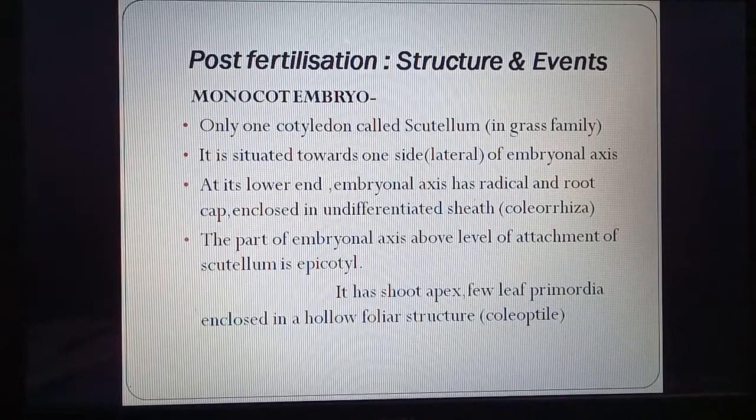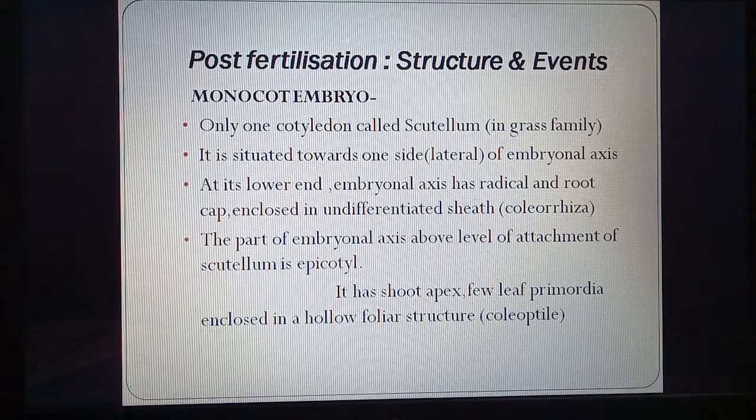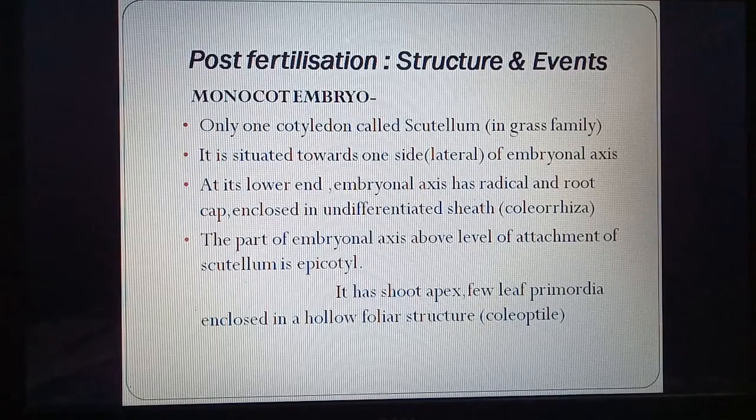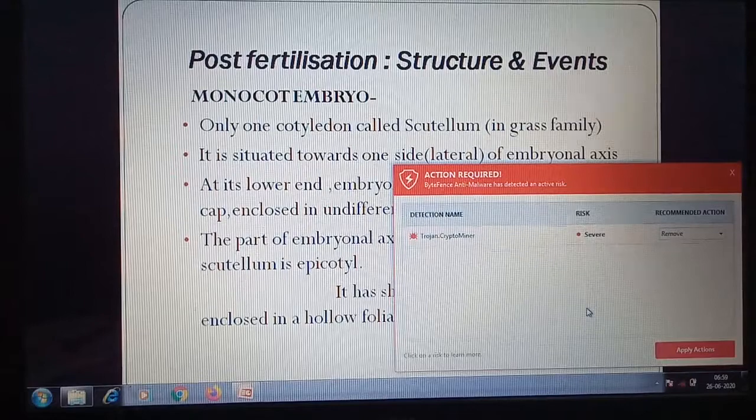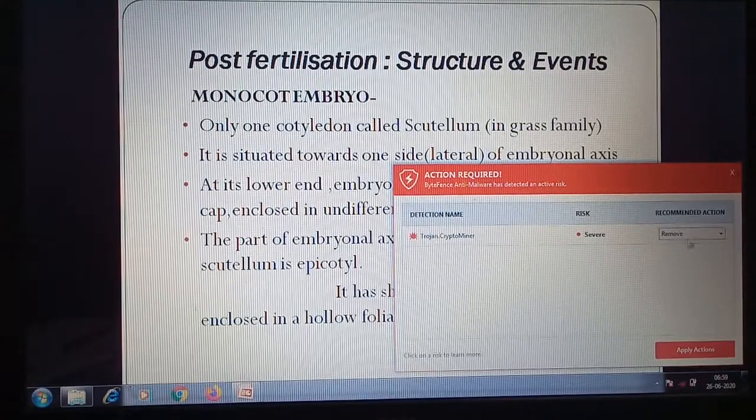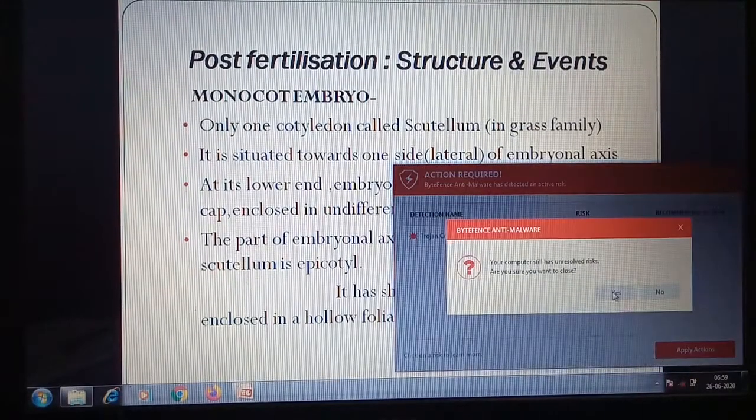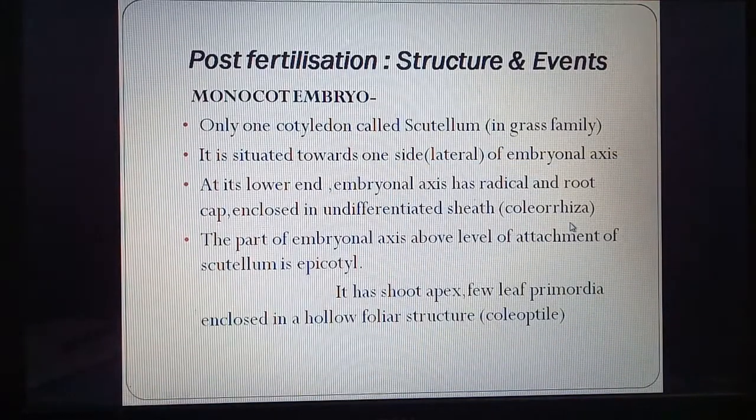Now the monocot embryo. In monocots only one cotyledon is found and it is called scutellum. Commonly in the grass family the term scutellum is used. It is situated towards one side, the lateral side of the embryonal axis. Now the lower end of the embryonal axis has the radicle and root cap. It is covered by a sheath. So the root tip is covered by a sheath, and the sheath is called coleorhiza.